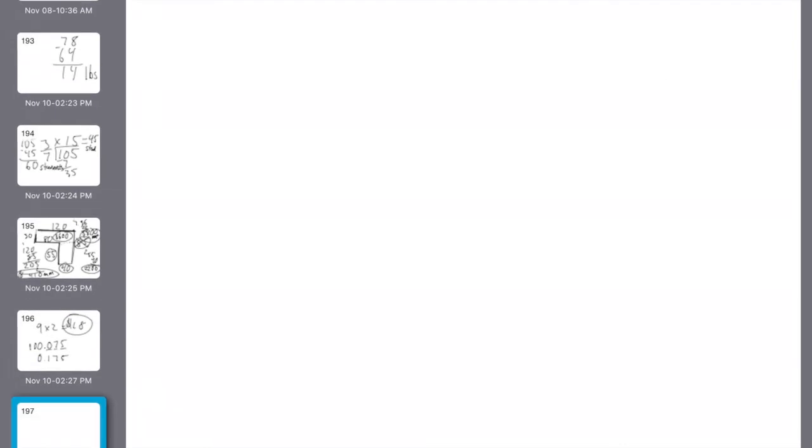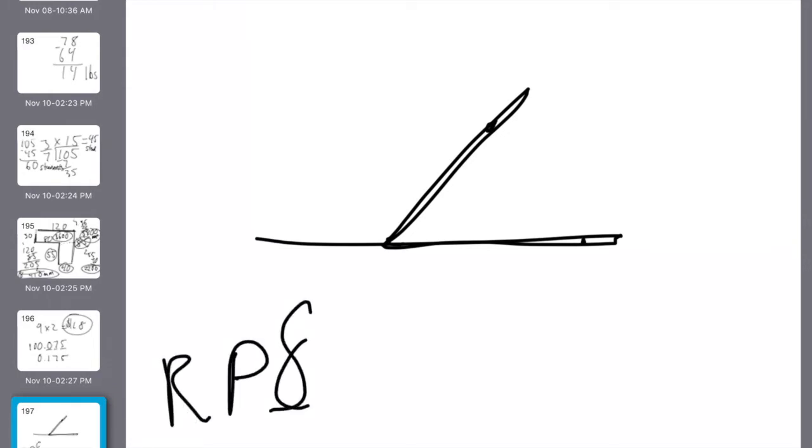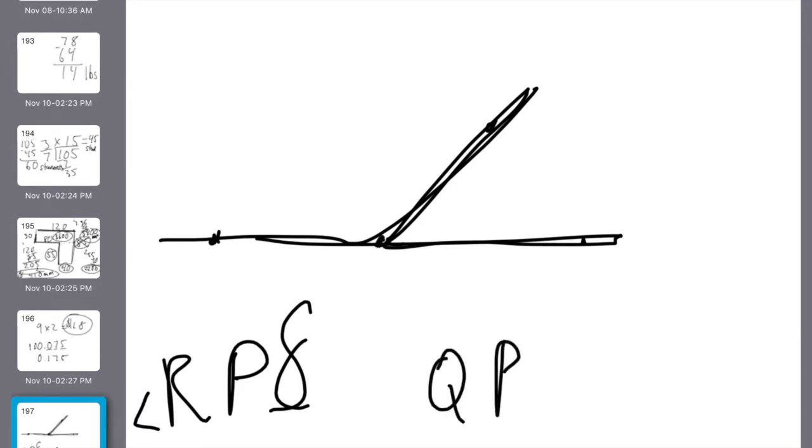Cruising on to number 13. Refer to the figure at the right to name an acute angle. So they give us this thing, guys. This is acute. So I'm going to go top, middle, out. So that would be RPS. Angle sign. Name an obtuse angle. That would be coming this way and up. So that would be here, middle, out. So this would be QPR.